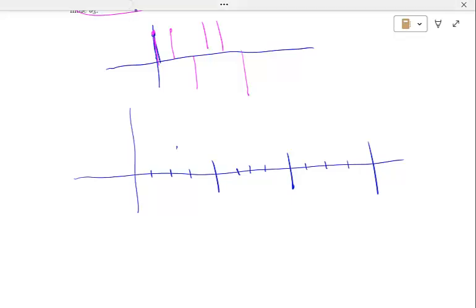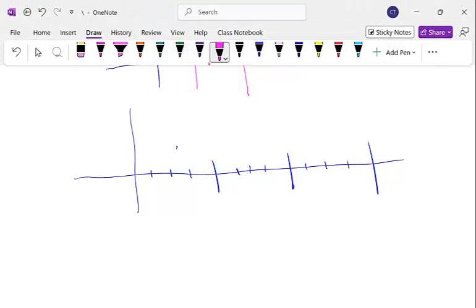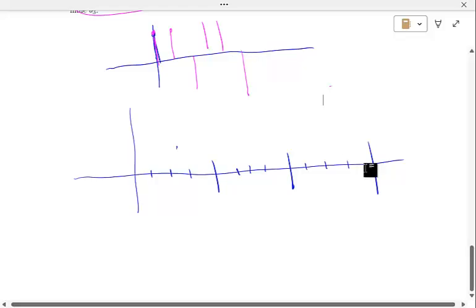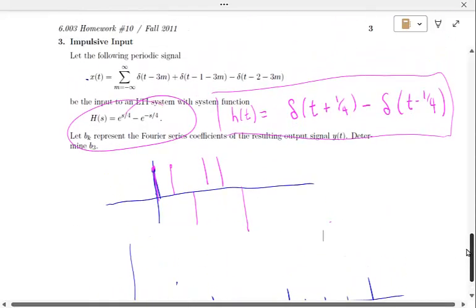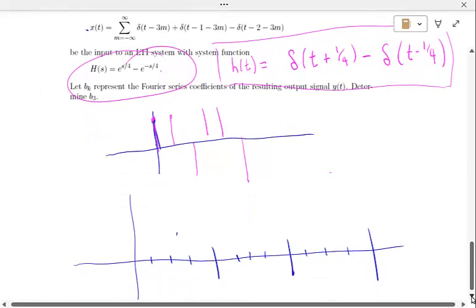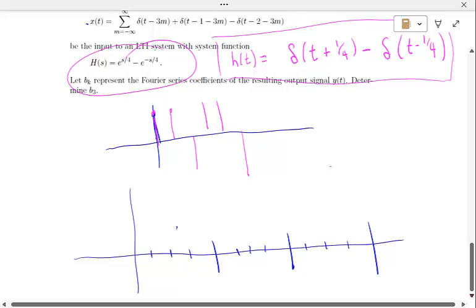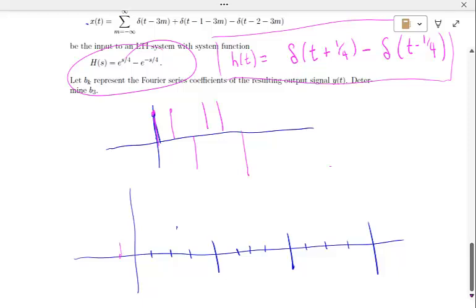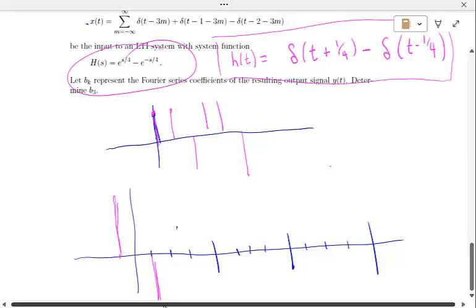Now, what happens when I apply the delta of t plus 1/4 minus delta of t minus 1/4 to this delta here? Well, this one spike is going to create two spikes, one positive and one negative. This spike is going to be to the left, this spike is going to be to the right. So that positive spike creates two spikes, one to the left here, plus 1, and one to the right here, negative.